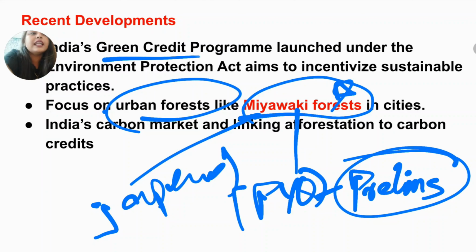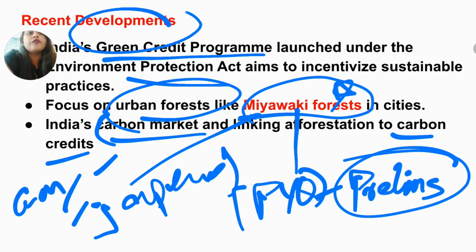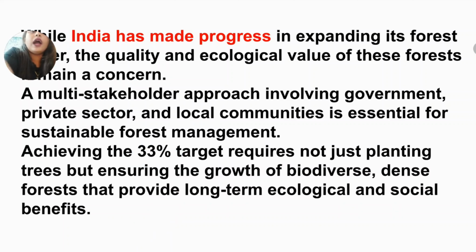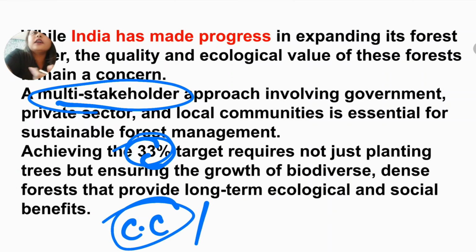And we have to have a green credit program in order to strengthen the Environment Protection Act. And we have to have the carbon market, carbon market trade and carbon credits. Such kind of concepts have to be encouraged, and it has been done so far. So ultimately, India has made progress, but to achieve the 33% target, we need a multi-stakeholder approach wherein we involve the stakeholders in achieving this particular target, tackle the problem of climate change and increase the forest cover.